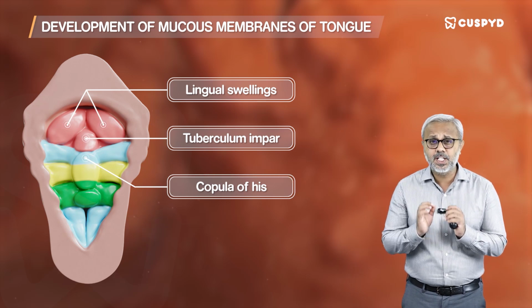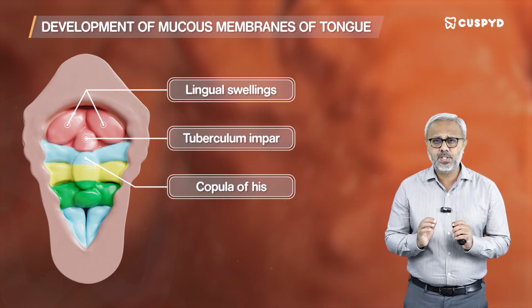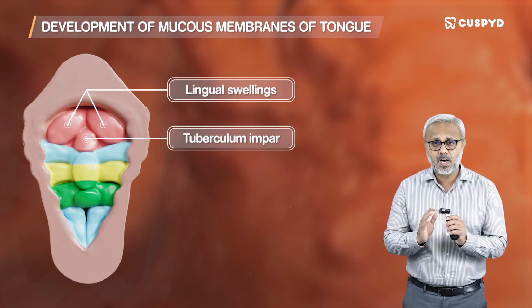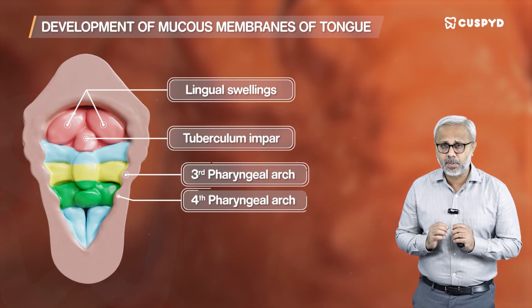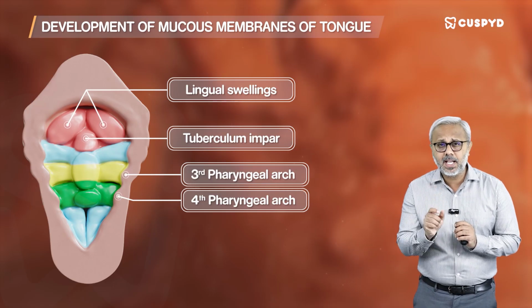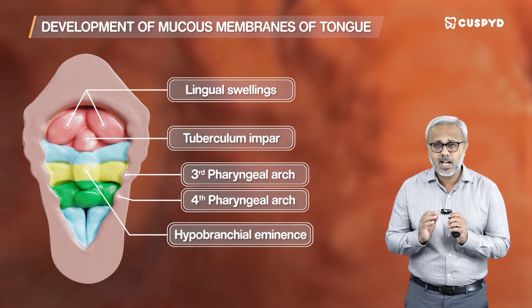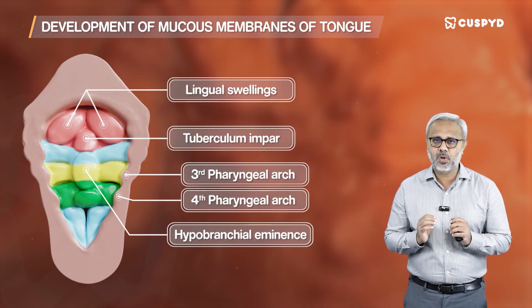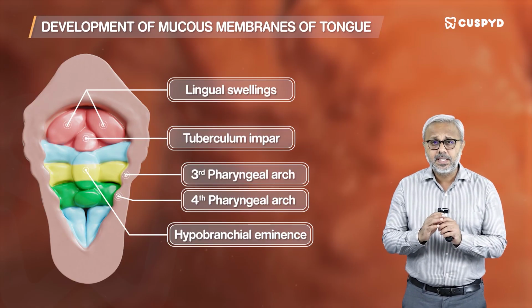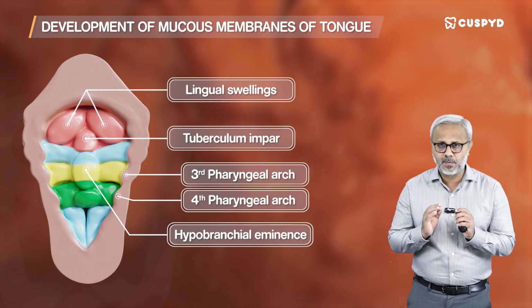The copula of His is specifically derived from the second pharyngeal arch, but this does not give rise to any important component of the tongue because it gets buried. How? We will see. Then the main third and the fourth arch components develop as one midline swelling called the hypobranchial eminence, right. So, this hypobranchial eminence is mainly derived from the third and the fourth arch components. Fusion of these different lingual swellings leads to the development of the mucous membrane of the tongue.